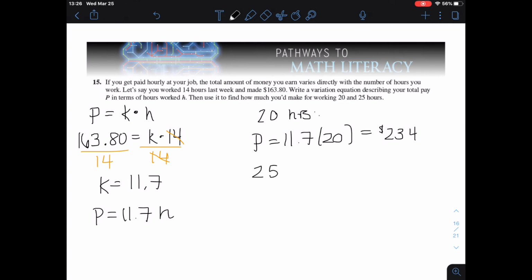For 25 hours, the pay is 11.7 times 25. So we would make $292.50 for 25 hours. Okay.